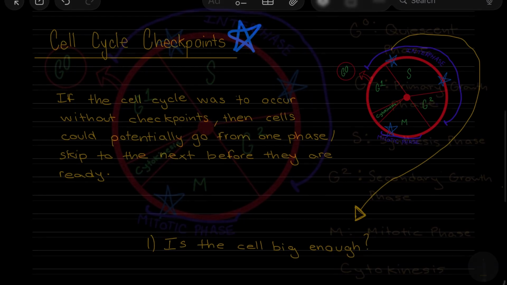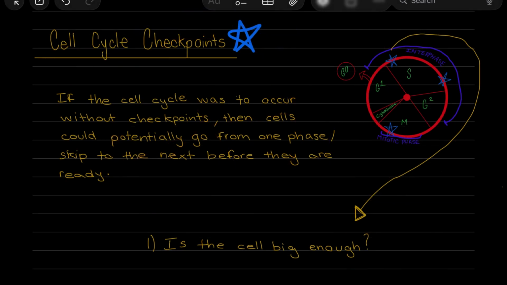You may be thinking, wow, such a simple process, but what if something goes wrong? Well, that's where the cell cycle checkpoints come in handy. In our diagram, these checkpoints are represented through blue stars. Cell cycle checkpoints' job is to keep all cells healthy and normal, to help avoid diseases like cancer.